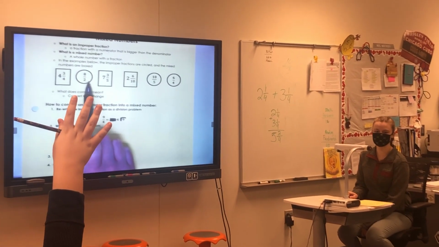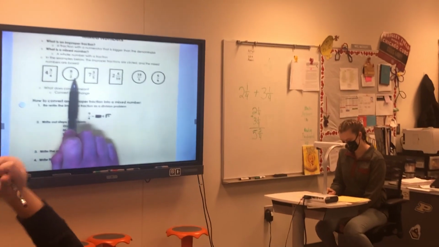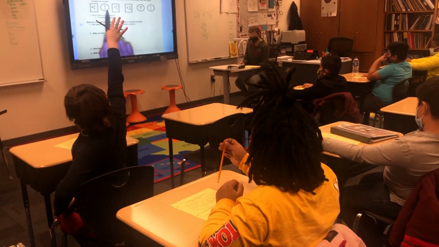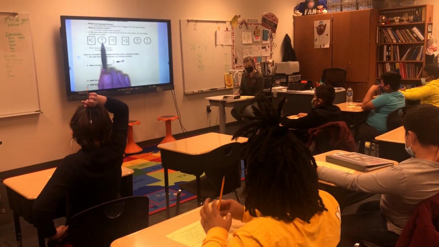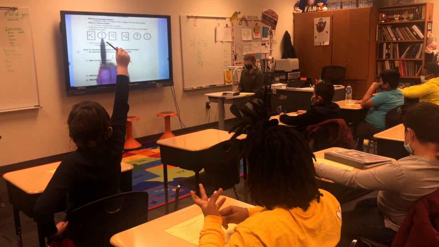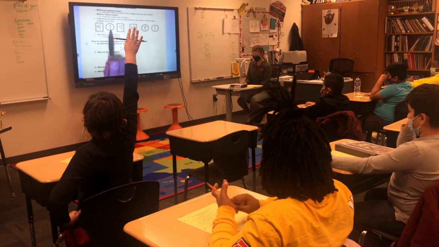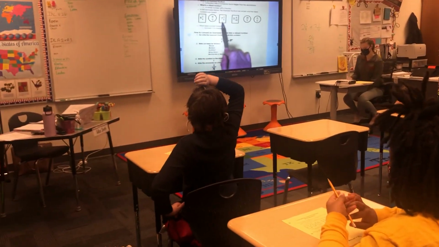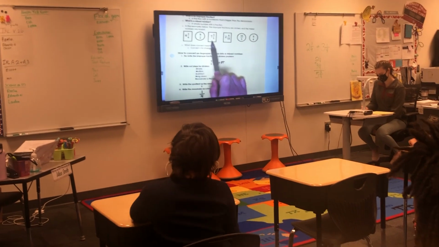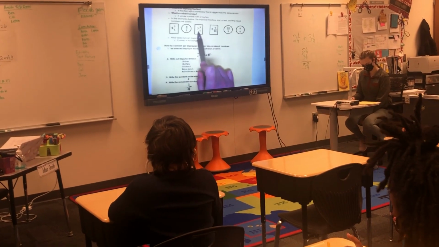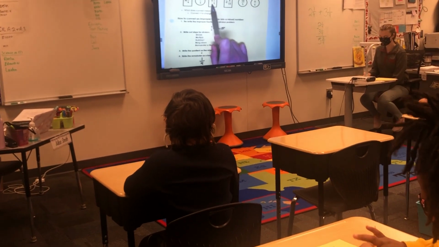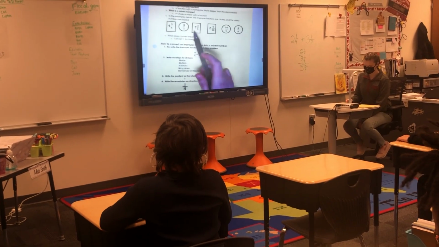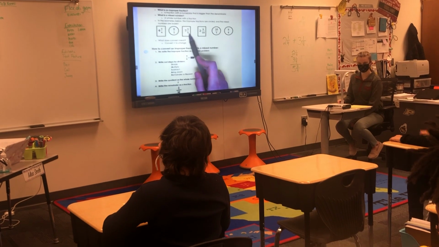Second one, Yamani? Improper fraction. Improper fraction, and how did you know that? Because the numerator is bigger than the denominator. Very good, the numerator is bigger than the denominator. Balin, the third one. Mixed number. Mixed number, very good, and how did you know? Because the 7 is a whole number and then it's just 3 on top of the 5. Yep, so 7 is our whole number and 3/5 is our fraction.